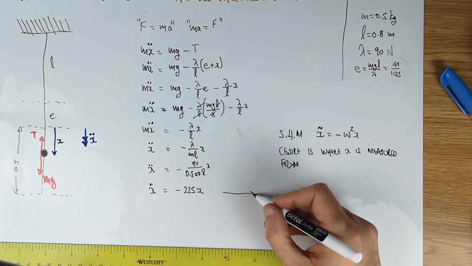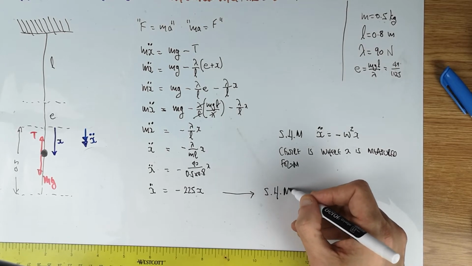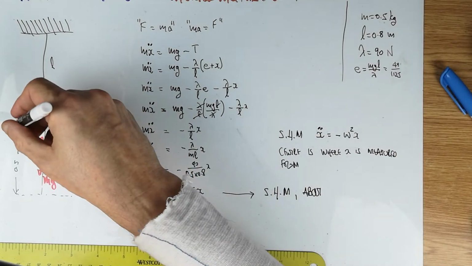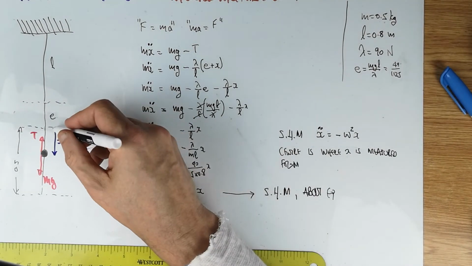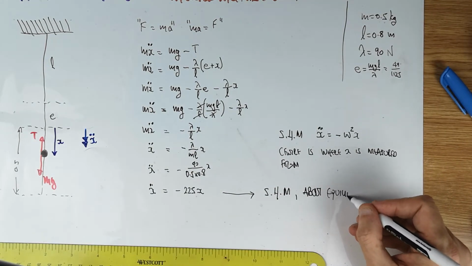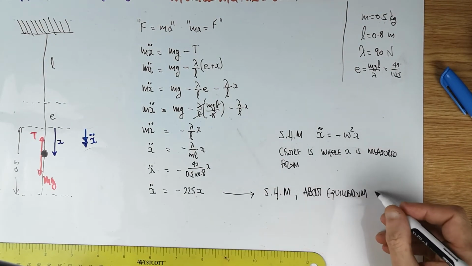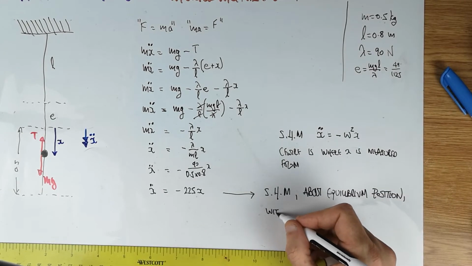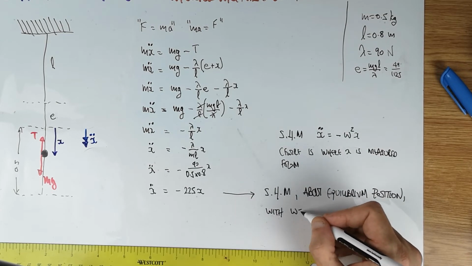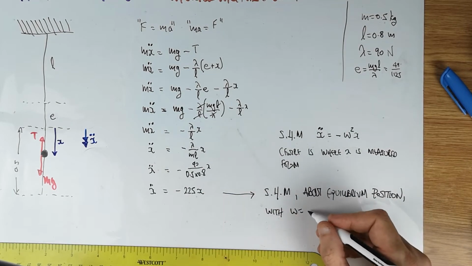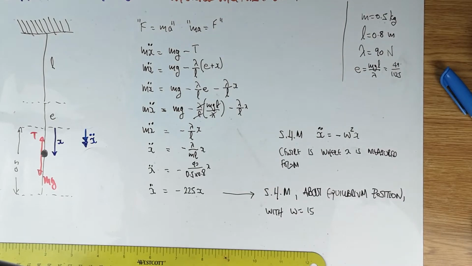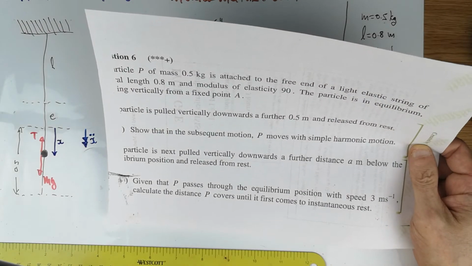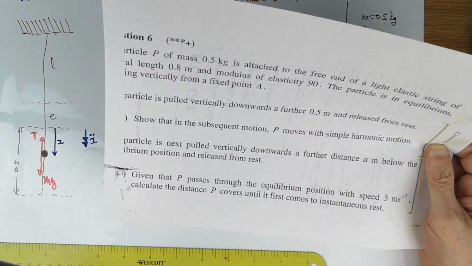So definitely SHM about the equilibrium position, because that's what we're measuring x from, and with omega, the angular frequency, the square root of the number, and that's what I said, it's a nice number, is actually 15, the square root of 225. So part A, to show that P is moving with simple harmonic motion, is done.